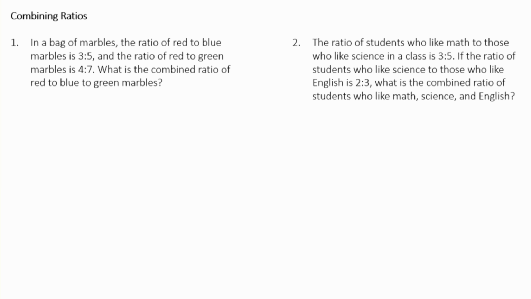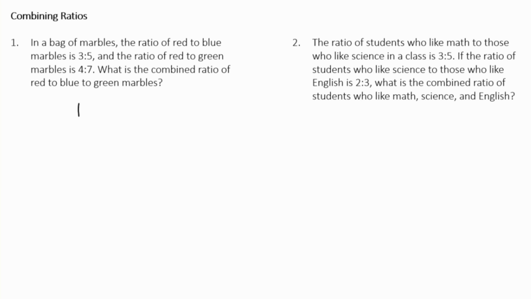In the first question, we are told that in a bag of marbles, the ratio of red to blue marbles is 3 to 5, and the ratio of red to green marbles is 4 to 7. What is the combined ratio of red to blue to green marbles?